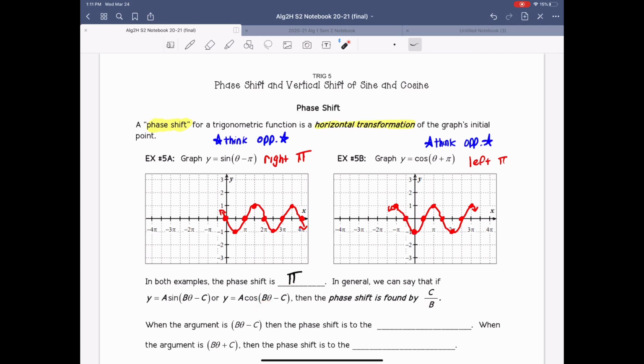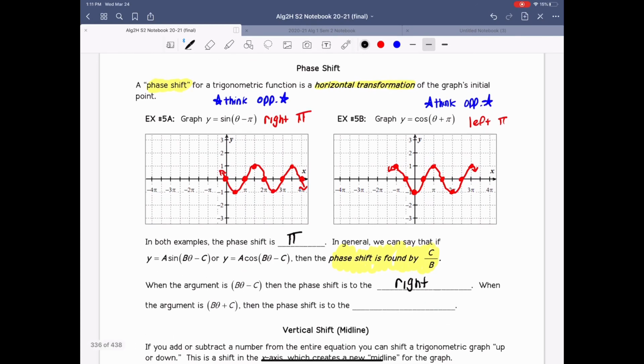But in these examples, we didn't have to worry about that, but just be aware this is how you would find the phase shift. So next up, when the argument is b theta minus c, then the phase shift is to the right, because again, we're thinking opposite. And when the argument is b theta plus c, then the phase shift is to the left, because again, we are thinking opposite.